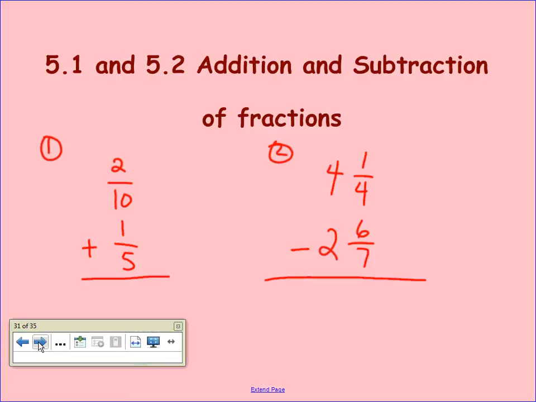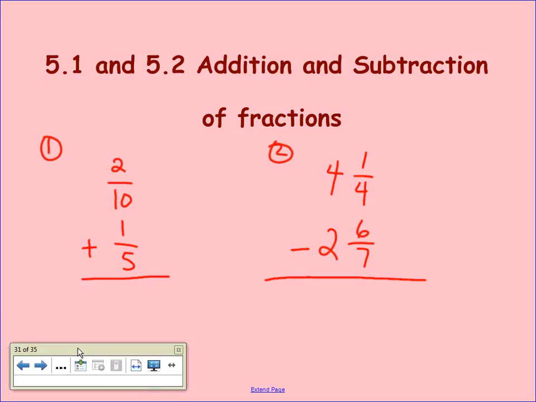Today we're going to practice just a couple problems from each section, beginning with 5.1 and 5.2, adding and subtracting of fractions. So what we need to remember here is when we have two fractions with denominators that are different, we're going to need to find a common denominator. So looking at 2/10 and 1/5, I have a common denominator of 10.